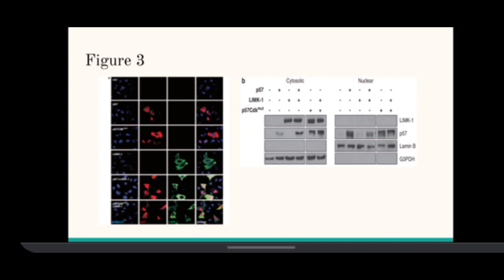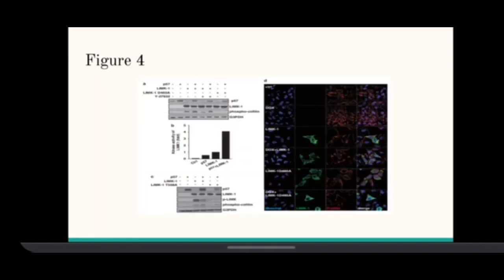The yellow pigmentation is a result of the overlay between the red-stained P57-KIP2 and the green-stained LIMK1. This overlap determines the colocalization between proteins. In figure B, we can see the results of the cytoplasmic and nuclear extract that were immunoblotted. So overall, figure 4 shows the promotion of the LIMK1.